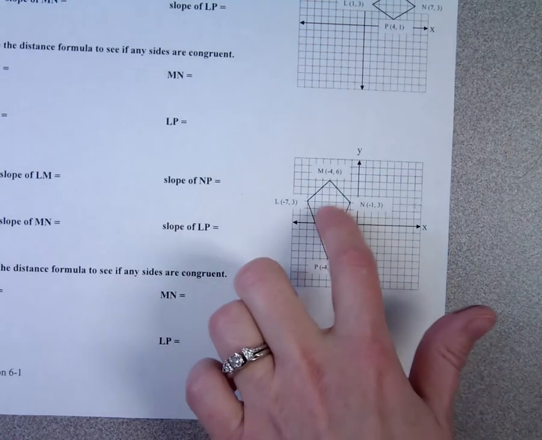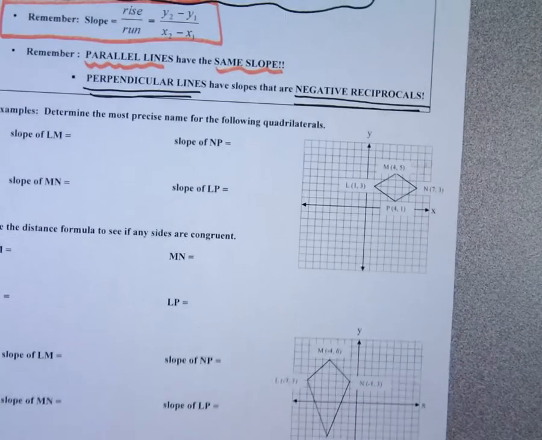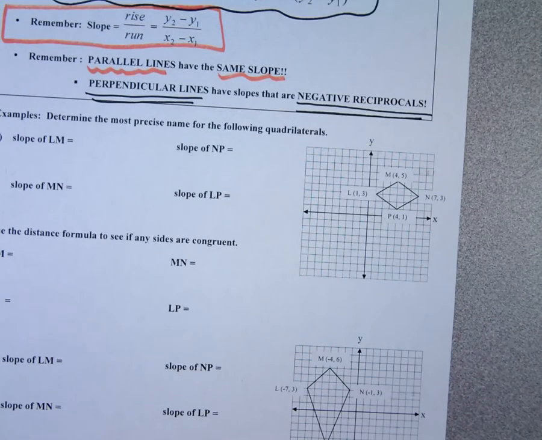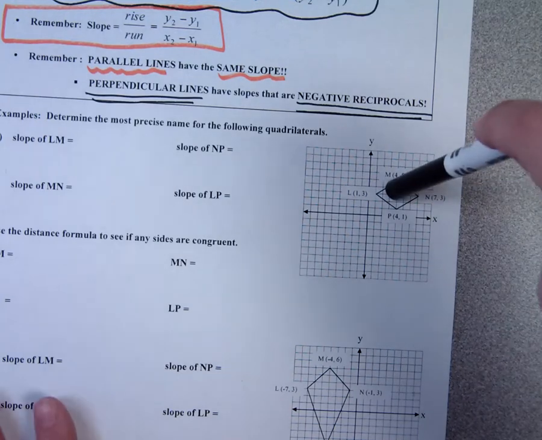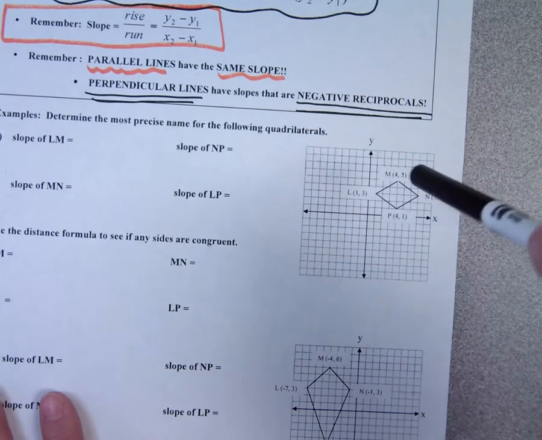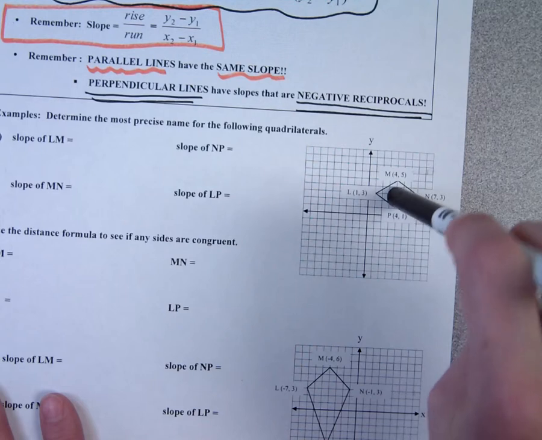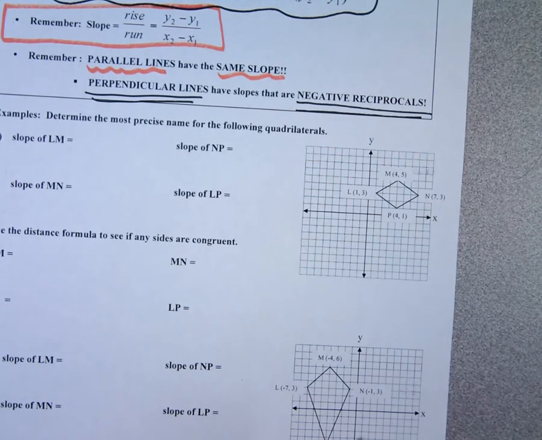This one I'm not going to do a whole lot on, but this guy right here, it could be a bunch of things. Maybe it's a parallelogram, maybe it's a rhombus, maybe it's a square, maybe it's a rectangle. So I'm going to find out by doing slope and doing distance formula.